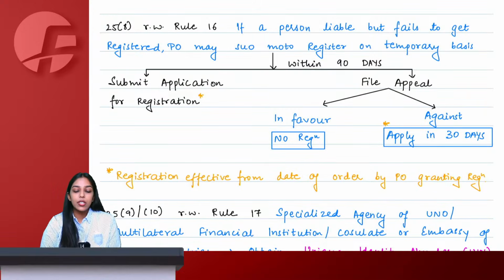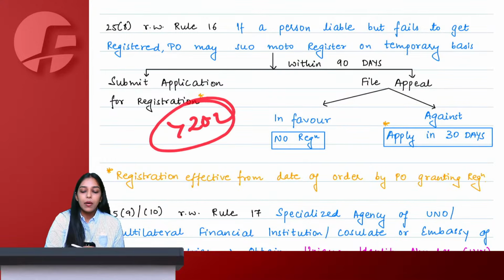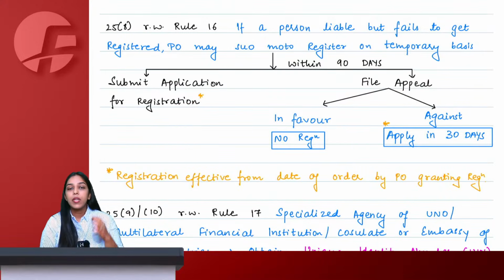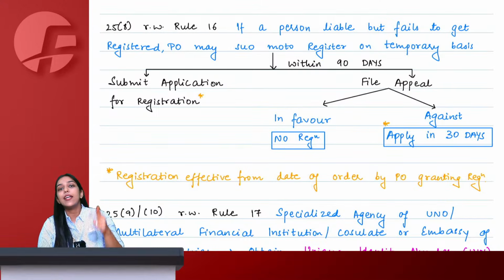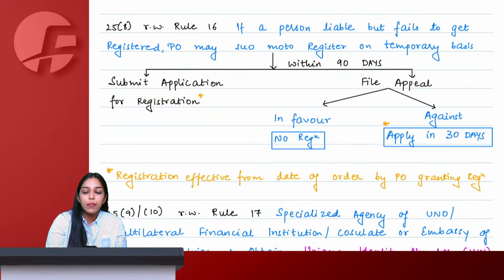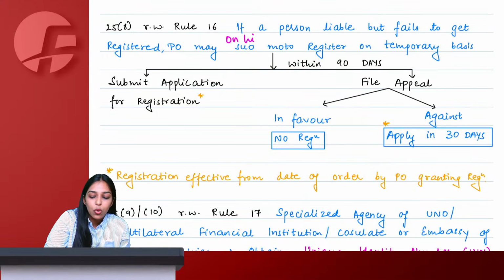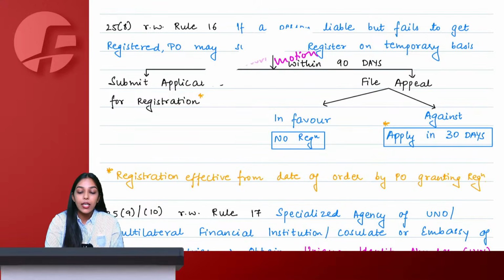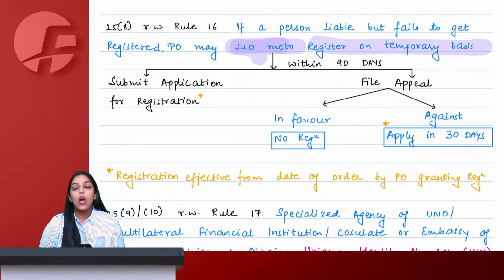Section 28, subsection 8, read with rule number 16. Let's say a person is liable but fails to obtain registration. Your aggregate turnover is actually more than 20 lakh, but you have not taken registration. Then if a proper officer thinks that you should be taking registration, the proper officer can suo moto. What is the meaning of suo moto? On his own, on own motion. So the proper officer can suo moto register you on a temporary basis under GST.